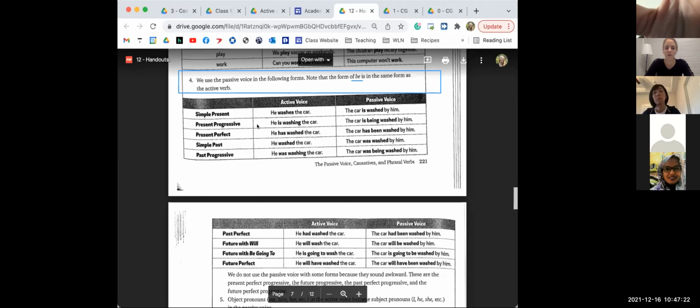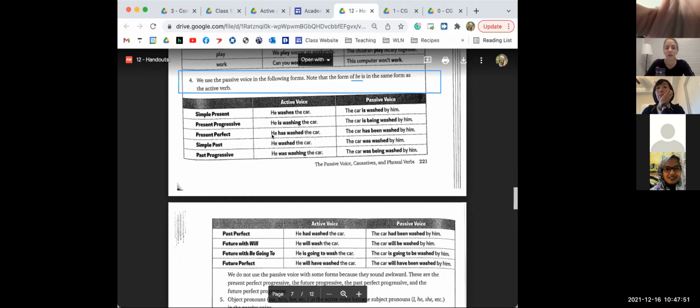Present progressive: he is washing the car. For a present progressive passive, we want be and the past participle. Is being is the progressive form of the be verb. Is being, and then again, our past participle, washed.